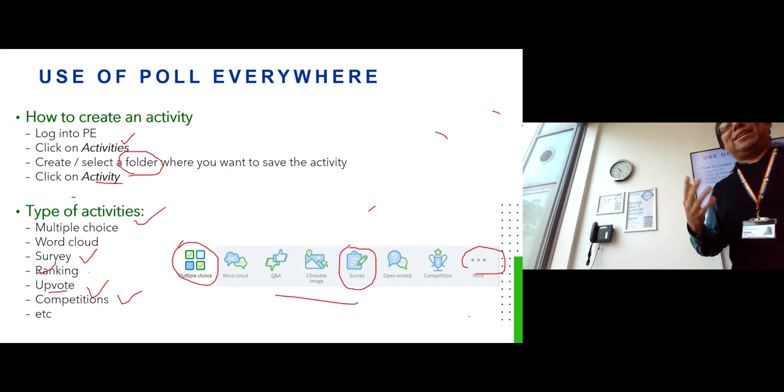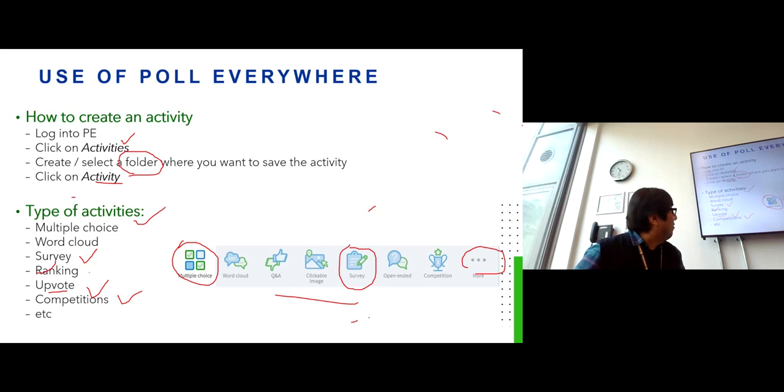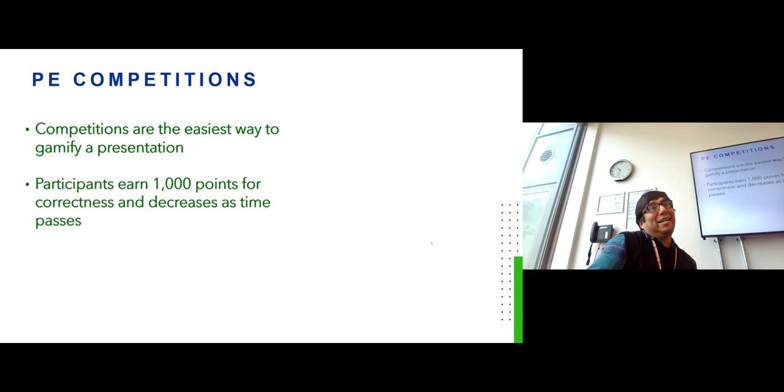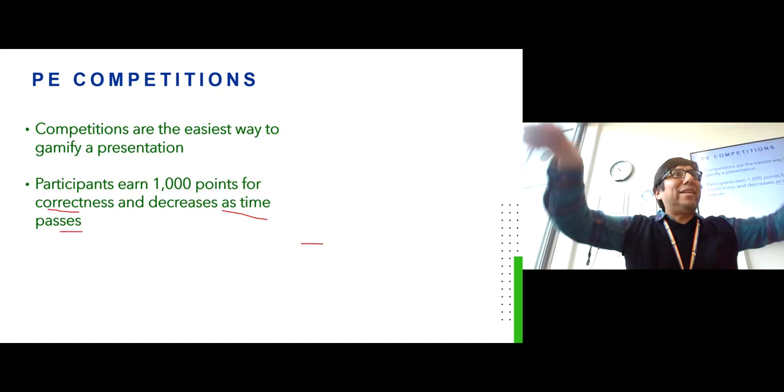The one I want to explain right now, I want to focus on competitions. Competitions, which is basically this icon here, is an easy way to gamify your presentations. When participants give the correct answer, they get 1,000 points. But it is based on whether you write the correct answer and also on the time. The more time you take, the fewer points they give you. So we need to mention these rules to the students before playing the game. You may see it when you activate the game, okay?